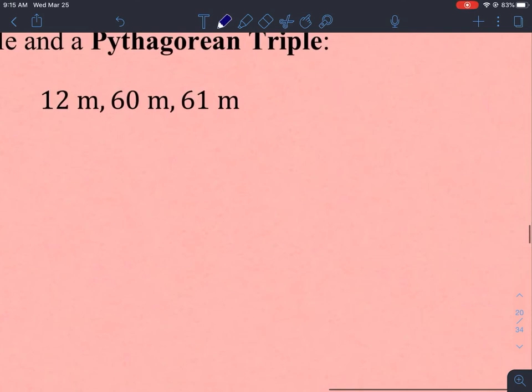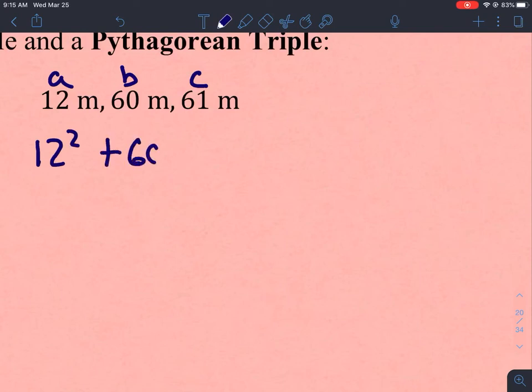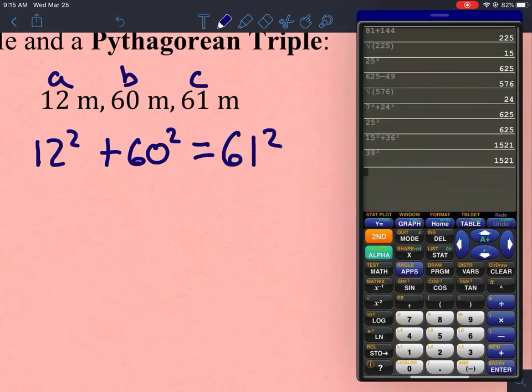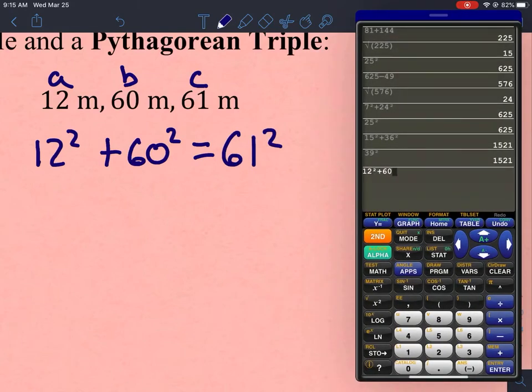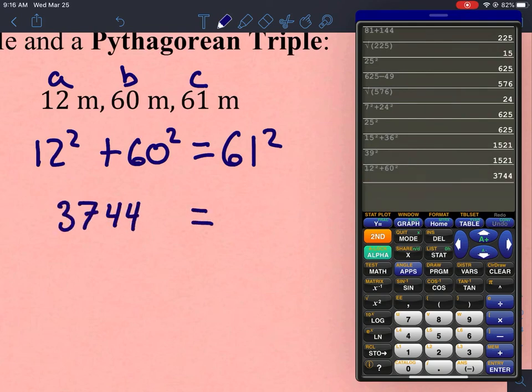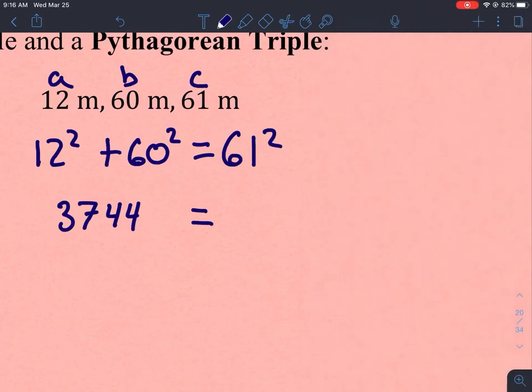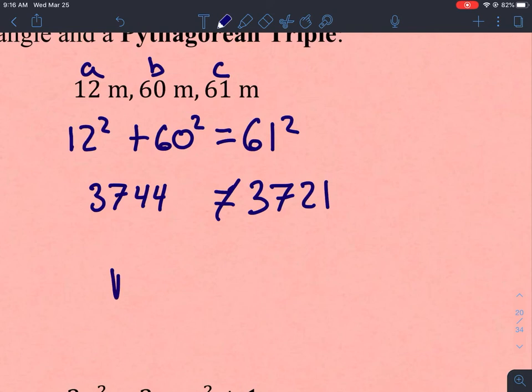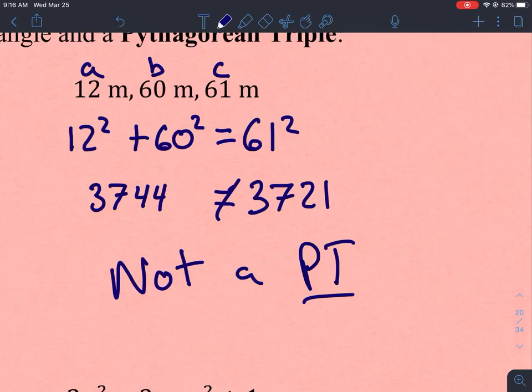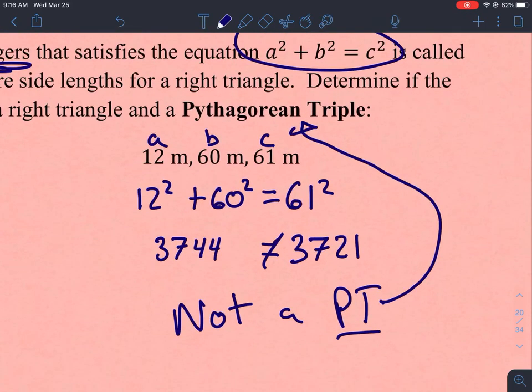Over here, same story. We know that this is the longest side. We know that this is a and this is b, so we can crunch the numbers. Equals 61 squared. So you've got 12 squared plus 60 squared, and that comes out to 3744. And this should equal 61 squared if it is a Pythagorean triple, and you see it's 3721. So they're close, but they're not the same. So this right here would be not a triple. Let's call it a PT for Pythagorean triple. So that is not a Pythagorean triple.